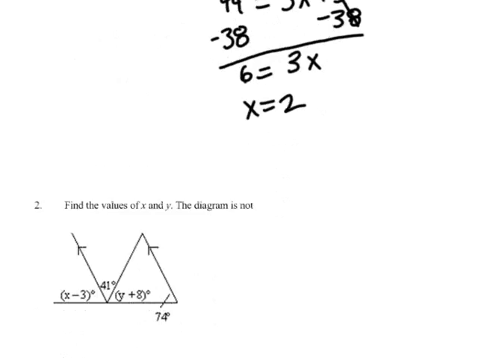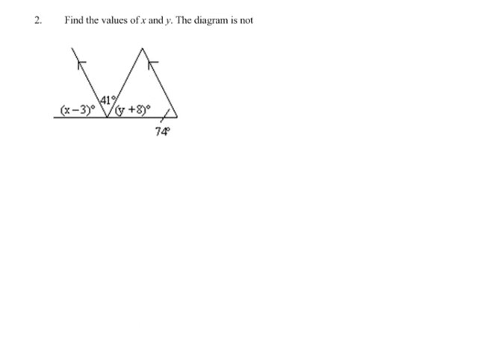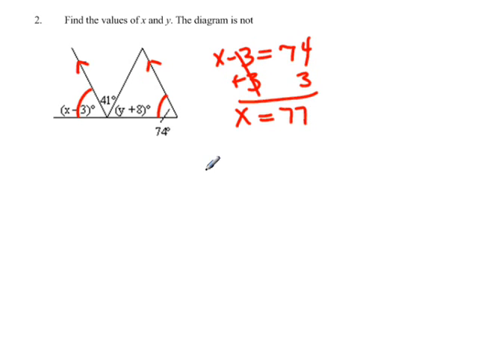Number 2. It says find the values of x and y. The diagram is not to scale. Notice that we have these two arrows here and here. That means that these two lines are parallel. If these two lines are parallel, then we have congruent angles here and here. So x minus 3 equals 74. Add 3 to both sides. X is equal to 77.